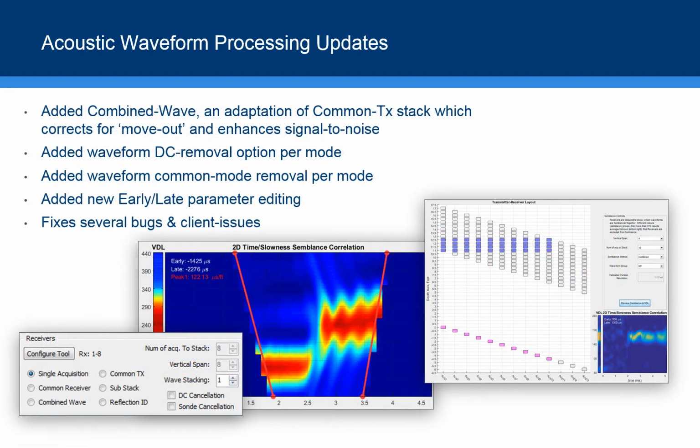We've also added a new semblance processing method called combine wave. This is an adaptation of the common transmitter stack, automatically correcting for move out, enhancing signal to noise ratio, particularly useful when one is processing for higher vertical resolution. We've added two waveform pre-processing tools, the first removing DC signals, the second removing common mode arrivals, typically things like SON signals or casing arrivals that are present in waveforms. We've updated the way that early and late parameters can be edited, allowing you further control over the semblance map, as well as addressing several bugs and client issues.